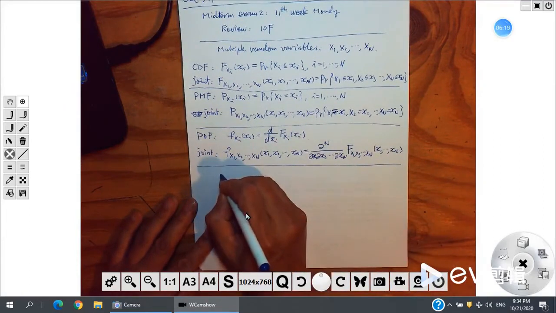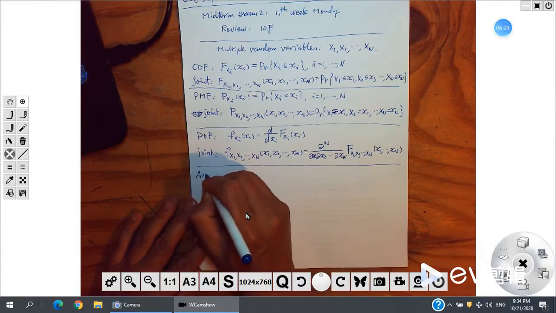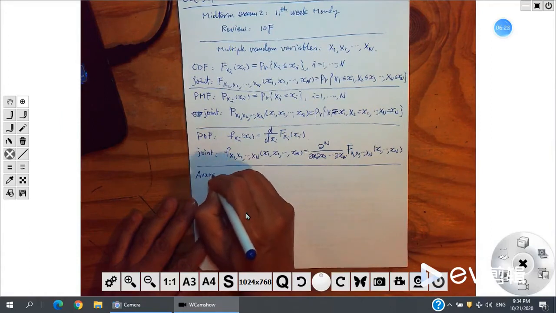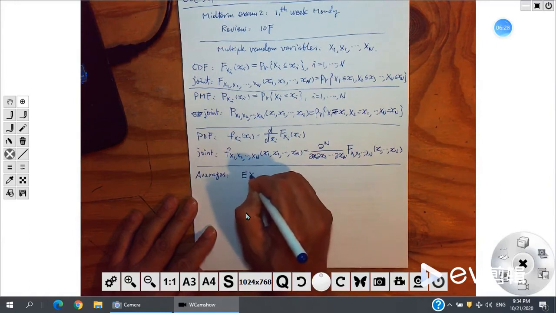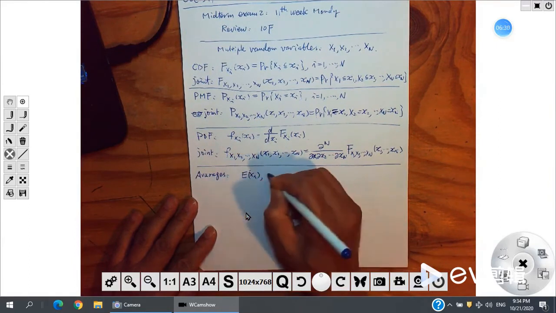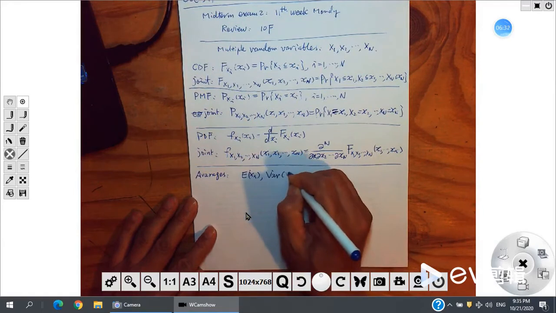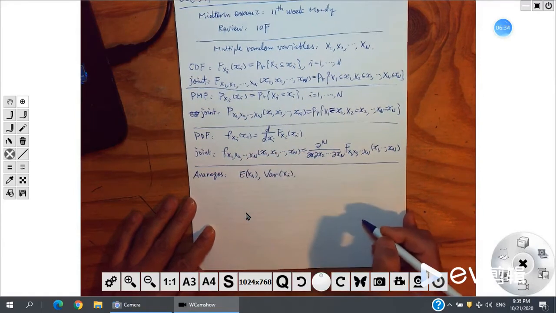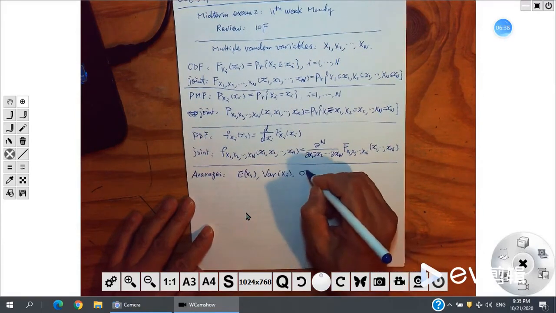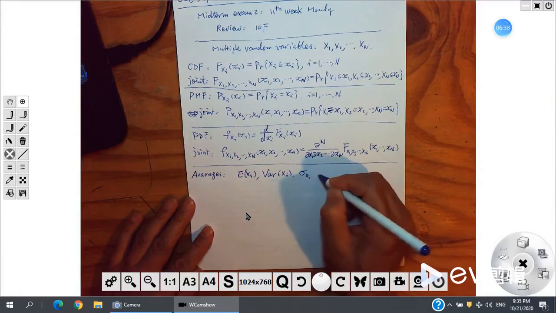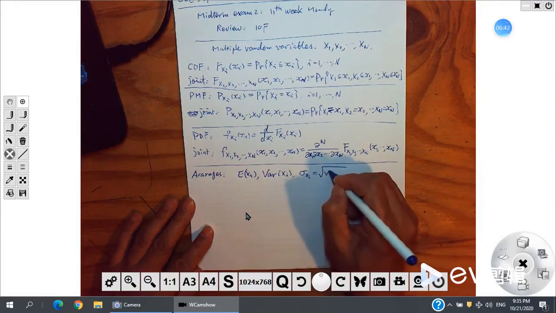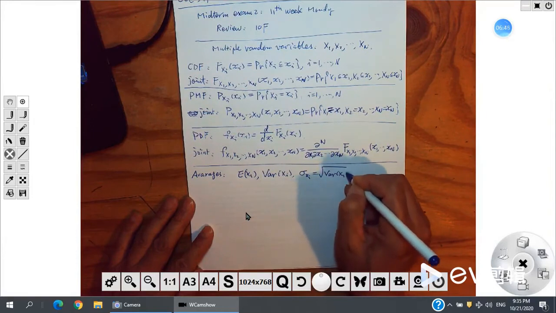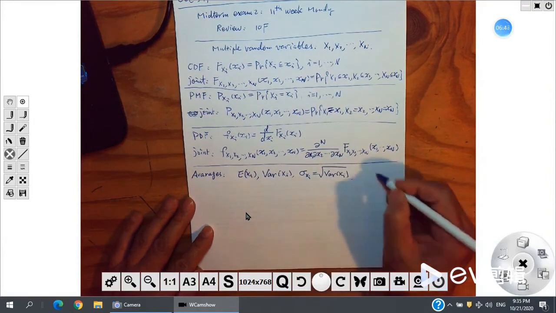All right, and we also have those numbers, those averages. We have the expectation value for each Xi. We have the variance for each Xi. Okay, this is for a single one. And of course, if you want, you can also have the standard deviation, sigma xi, which is the square root of the variance. We can have these for all the i's.